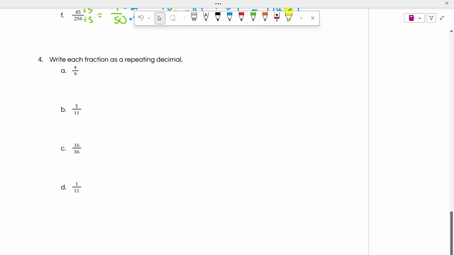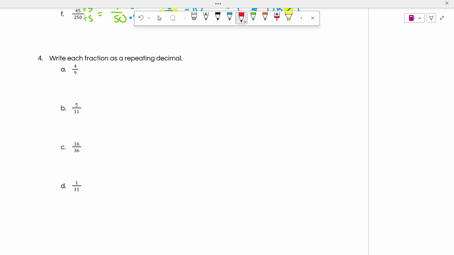Okay. We are told that these last 4 are repeating decimals. We know for a repeating decimal, we need to take our proper fraction and get a 9 on the bottom. In the case of question A, we do already have a 9 on the bottom, which is good. Since there's 1 9 on the bottom, I know that one of my digits will repeat. And what digit is that? It's the 4 from the top.